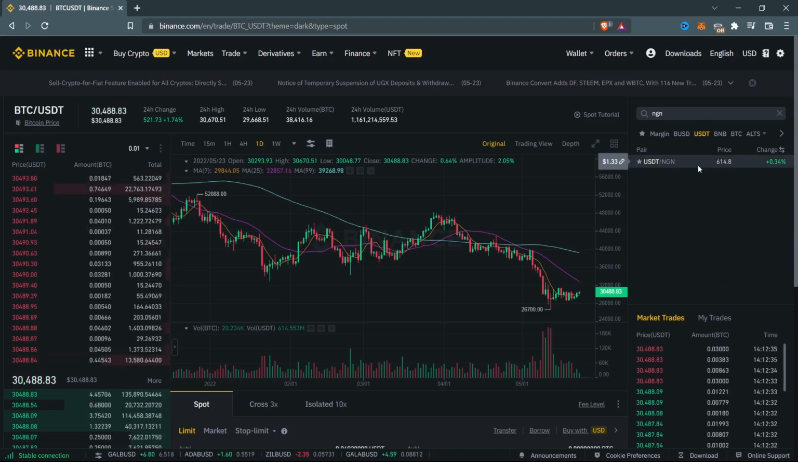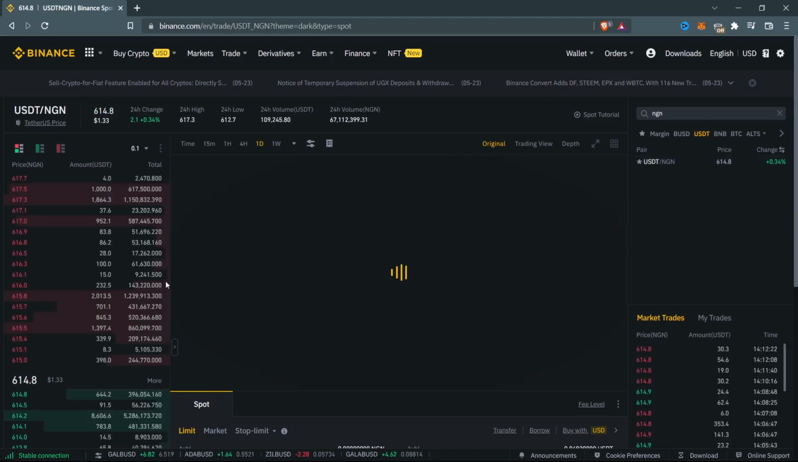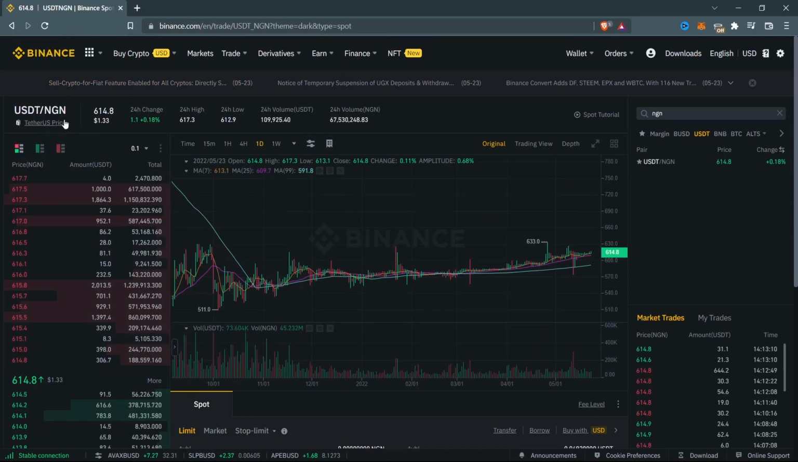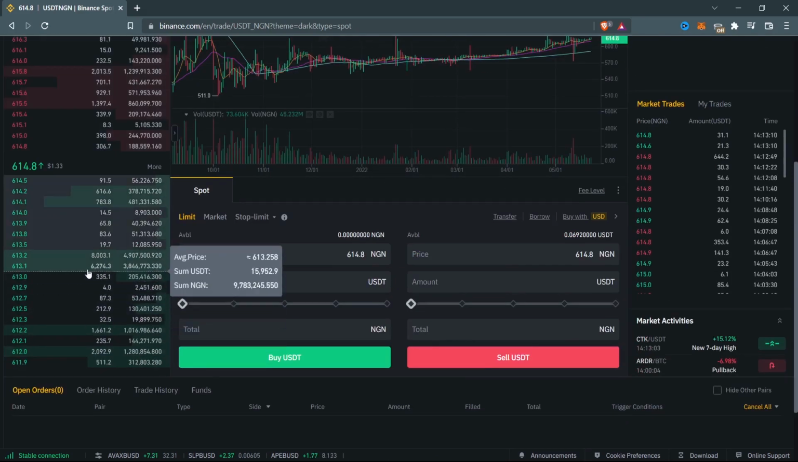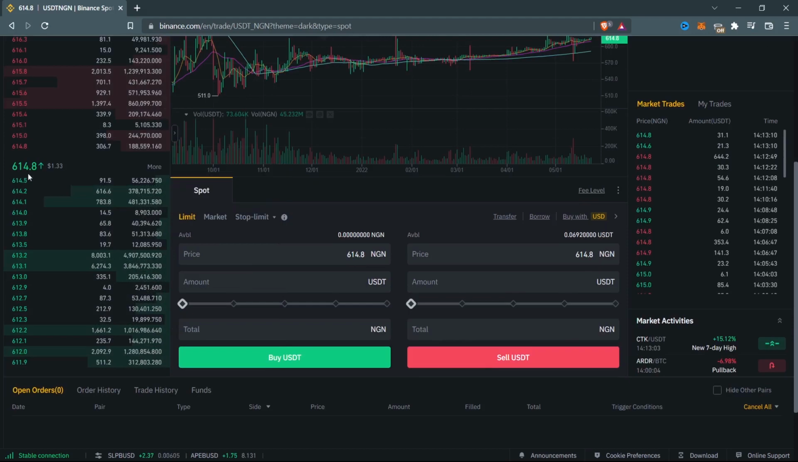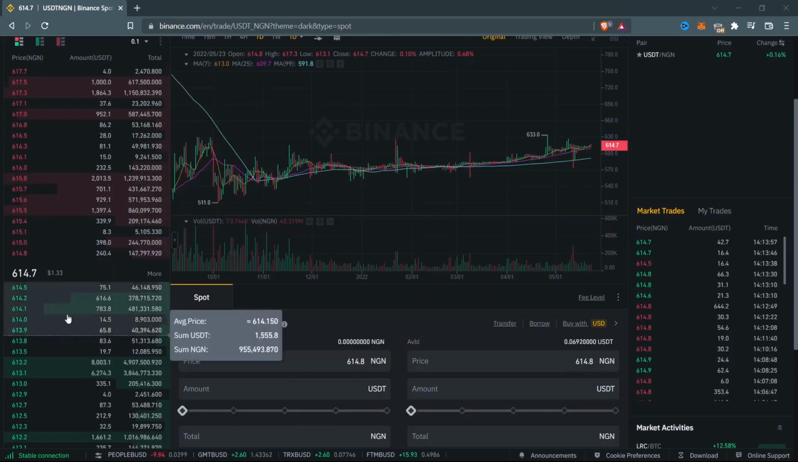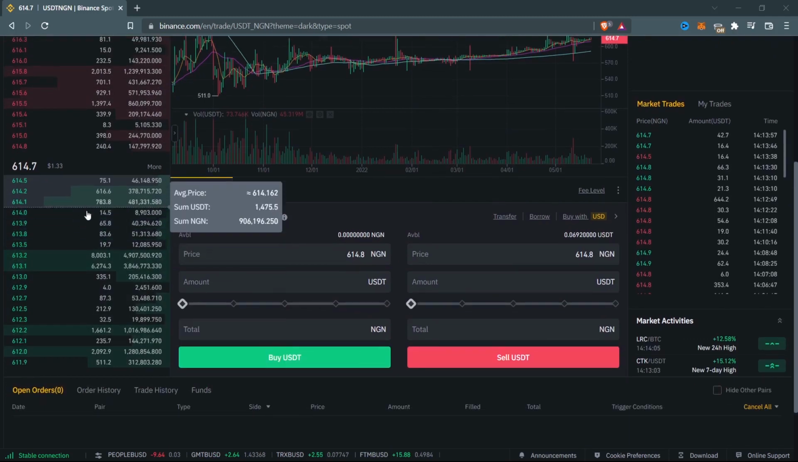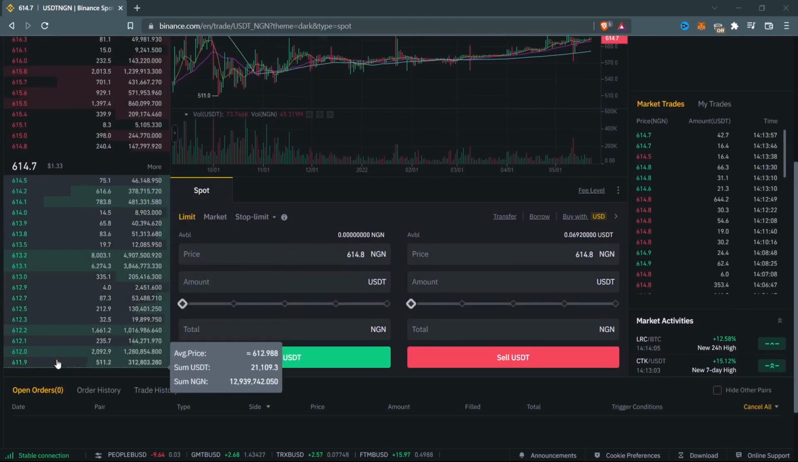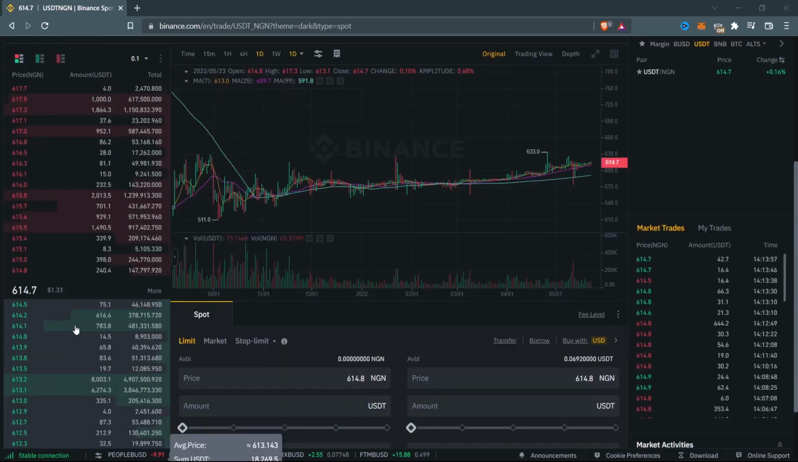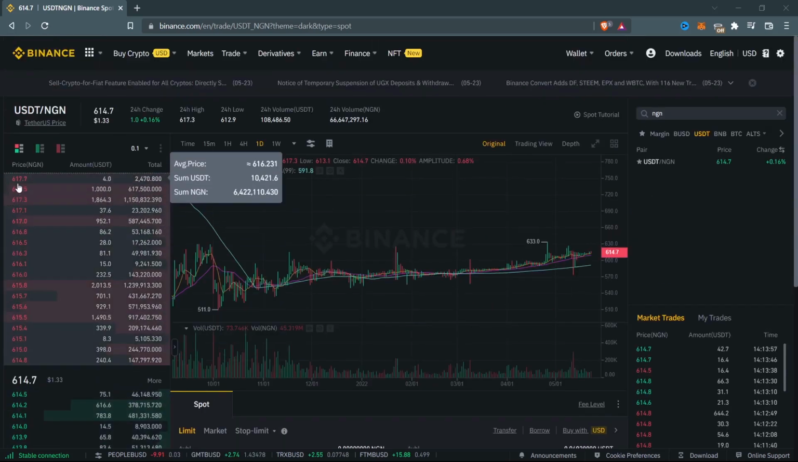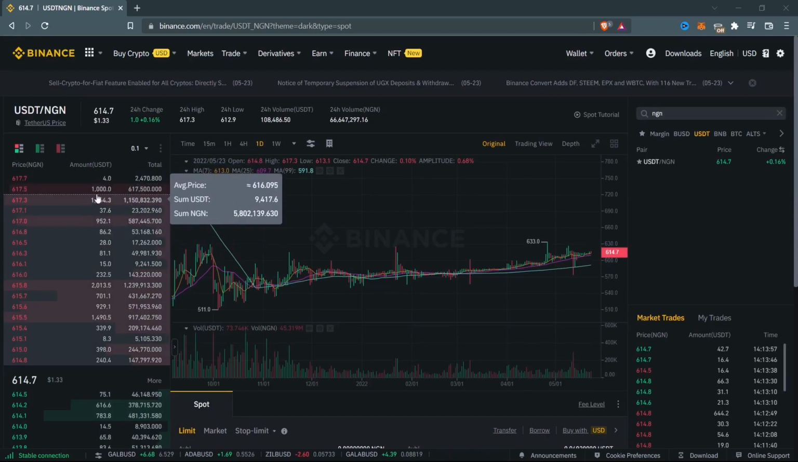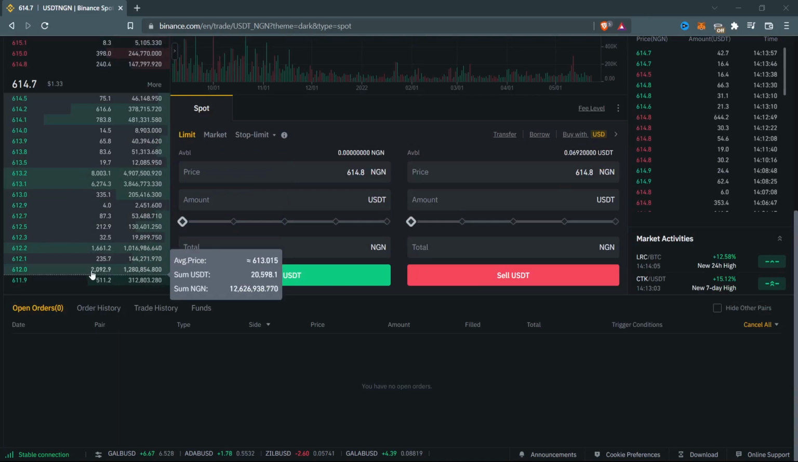Right, so you can see that here is a pair, NGN, Nigerian currency, and this is USDT NGN, meaning that $1 is equal to 614.8 NGN. And right here you can see that these are sellers and these are buyers, and the buyers are predicting that the Nigerian currency can go lower to 611.9, and these sellers are predicting that the Nigerian currency can go higher to 617.7 because they want to sell high and these ones want to buy at a lower price, right?